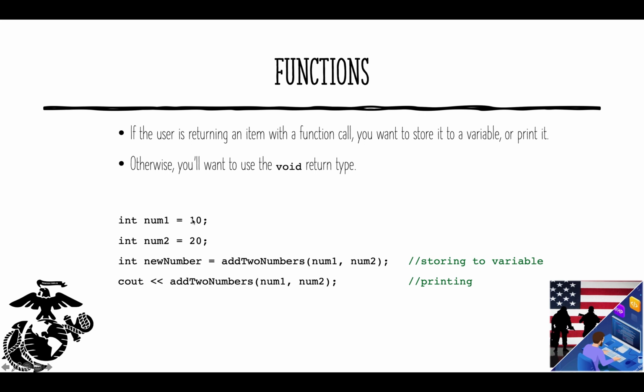So here's our example. Creating an integer, value of 10, creating an integer, value of 20, and now I'm creating a new integer, and it's going to store the value of whatever comes from the add two numbers. So we're adding two numbers, passing in the value of 10, passing in the value of 20. We already know what that function does. So this is going to be replaced with the value of 30. And now it's going to be int new number equals 30. So that's an example of us using a function call and storing it to a variable. And then another use, so again, storing it to a variable, and then our other one being a cout call, it's just going to print the value of 30.